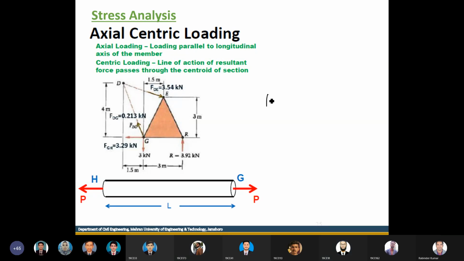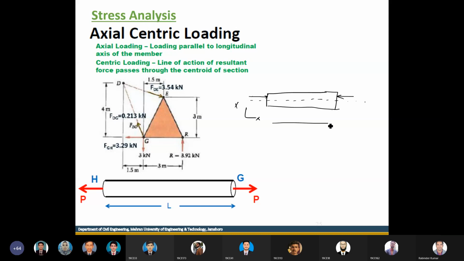Now look at this. This is a bar, and it has a center. Axial loading means, this is x, this is y, the force is being passed along the axis. Now this is also a force, a compressive force, but it is not passing through the center of this cross section. So this is a kind of axial loading.